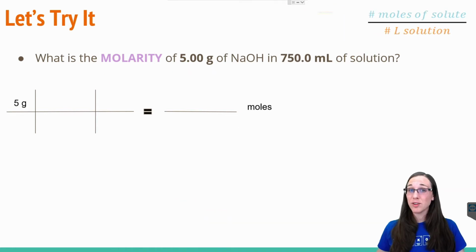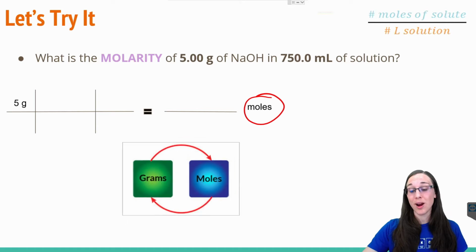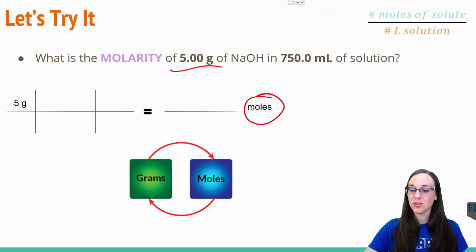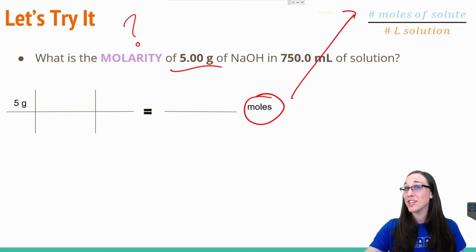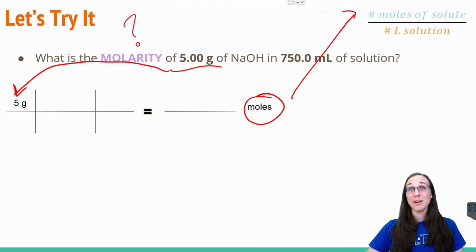As with any conversion, we have our magical line to freedom, a space for our answer. The goal is moles because we're trying to get from grams, the given, to moles so that we can actually plug it in and solve for molarity, which is the question. So we're going to put our given, the 5 grams, at the start of our line. Well, 5 grams of what? 5 grams of NaOH. And anytime we need to go from grams to moles, we're going to use molar mass.